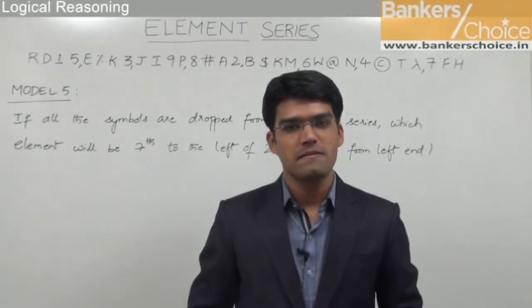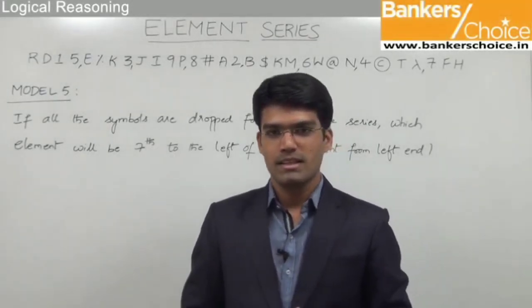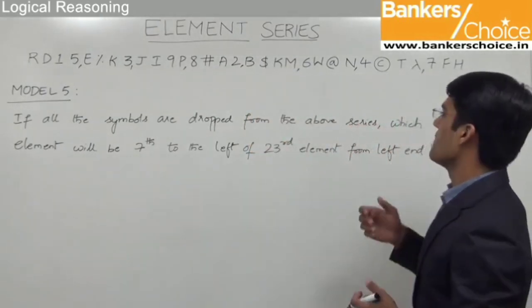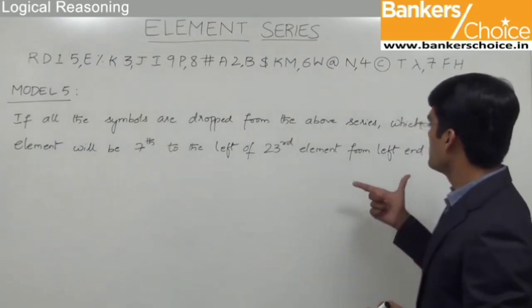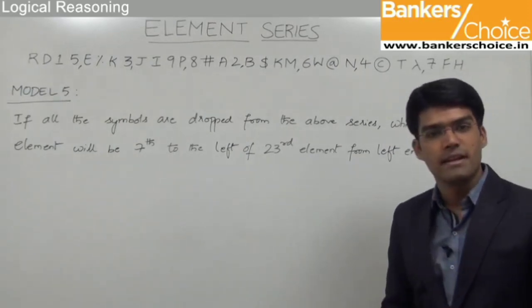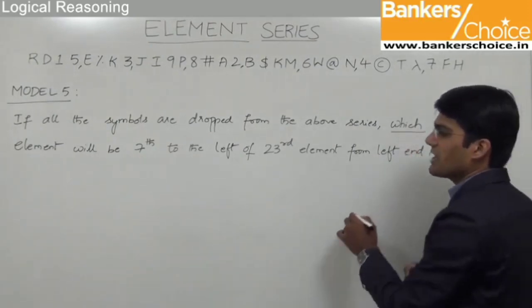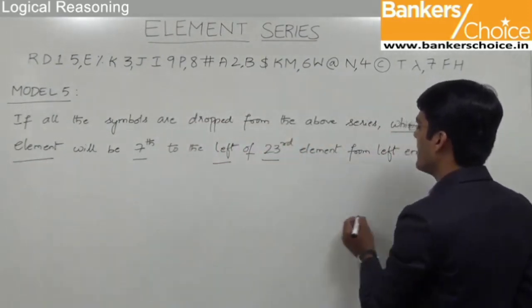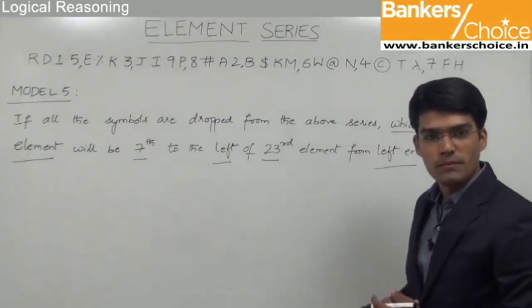Let us now discuss the fifth model from element series, which is in line with model 4. The question here is, if all the symbols are dropped from the above series, which element will be 7th to the left of 23rd element from the left end? If we observe the second part of the question, that is, which element will be 7th to the left of 23rd element from the left end, this is as it is model 4.